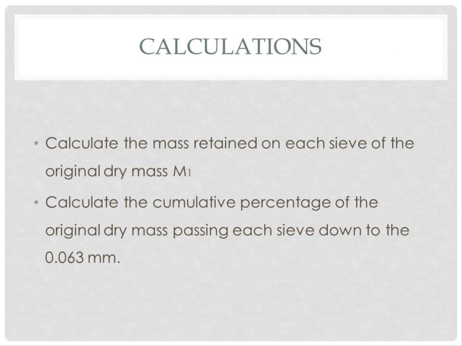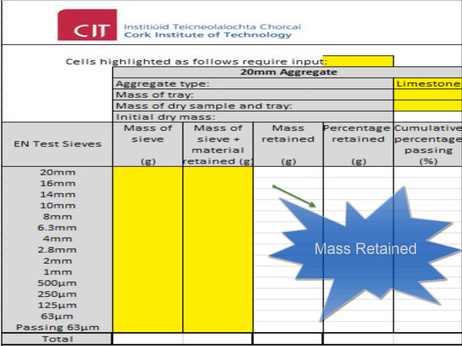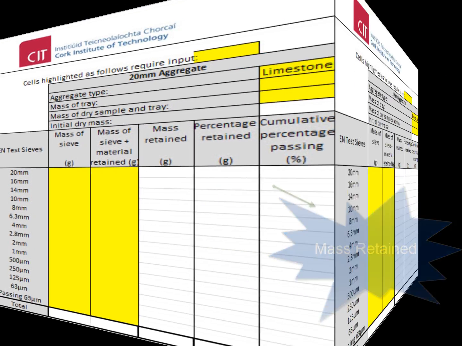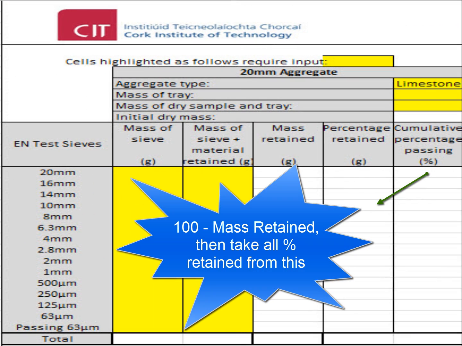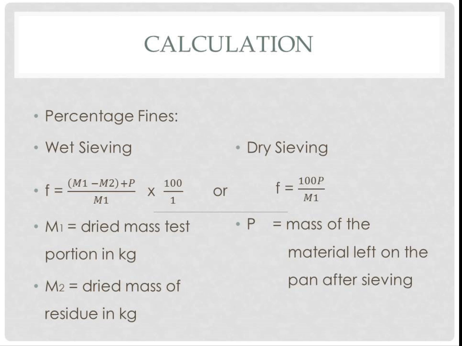Calculate the mass retained in each sieve of the original dry mass M1. Calculate the cumulative percentage of the original dry mass passing each sieve. The formula needed to calculate the percentage fines for both methods of sieving are outlined.